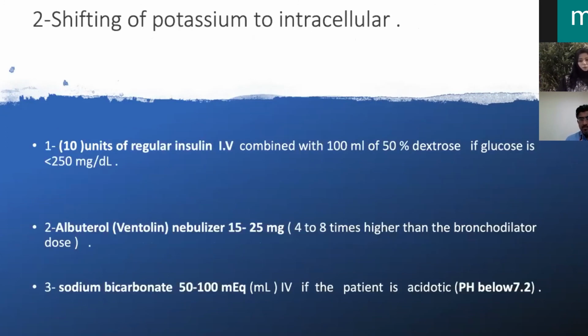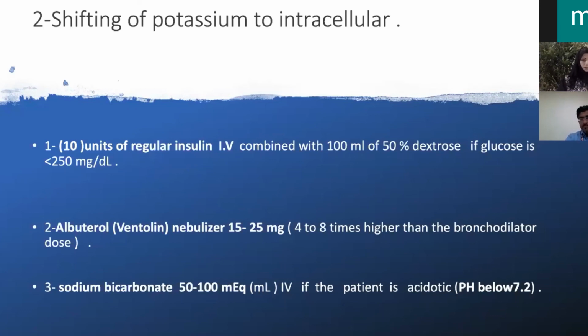The second part of management will be shifting the potassium to the intracellular component by using insulin, 10 units of insulin or 0.1 unit per kg, combined with dextrose. Here the dextrose does not work at all for hyperkalemia. The only indication for dextrose here is to prevent the potential hypoglycemia secondary to the high dose of insulin. So if your patient is hyperglycemic already, you might not need to have the dextrose. So here, the dextrose is only to protect from the potential hypoglycemia secondary to the insulin.